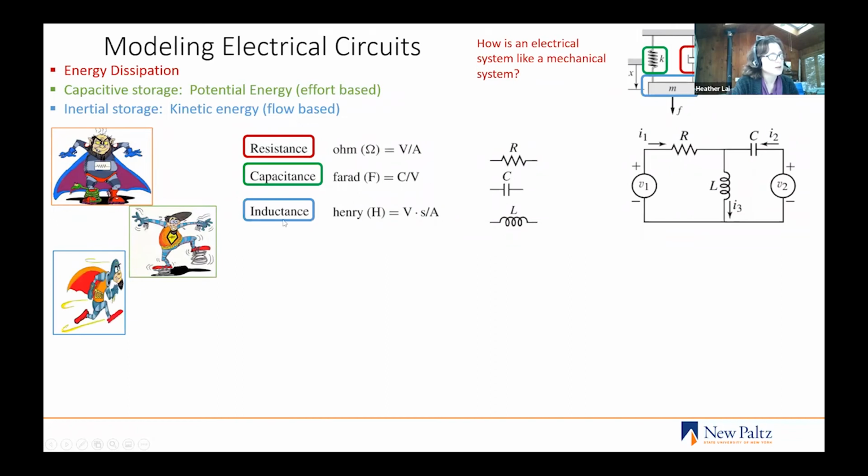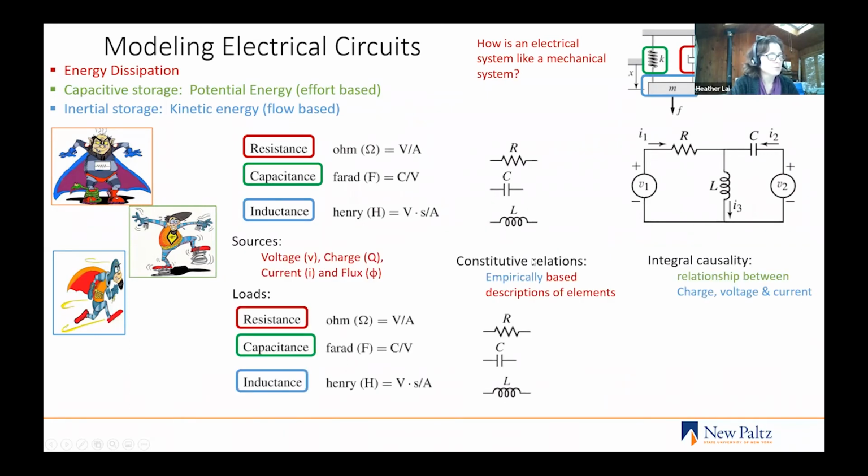And so in these three ways, we can figure out what is going to dissipate energy, what is going to be storing energy as potential or kinetic energy. And so this then provides that same type of framework for how they can analyze this. So then we can build on that and say for each of these different elements, we have constitutive relations and integral causality. So we take those and that gives us these equations.